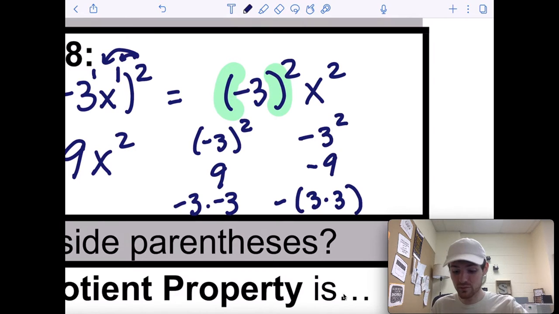We have to be really careful because we just got 2 different answers. 9 and negative 9 are very different numbers. So we have to be cautious.